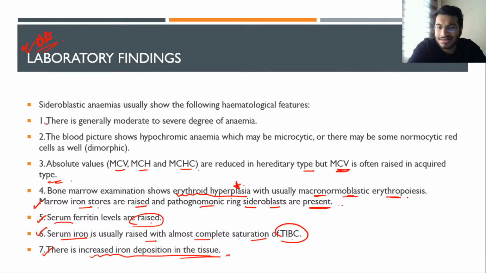So first there will be a moderate to severe grade of anemia, then a microcytic hypochromic blood picture. Absolute values MCV, MCH, and MCHC are reduced in the hereditary type, but MCV is often raised in the acquired type. Then bone marrow examination shows erythroid hyperplasia, with usually macronormoblastic erythropoiesis. Marrow iron stores are raised. Pathognomonic ring sideroblasts are present.